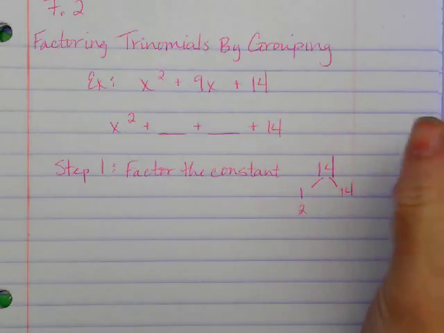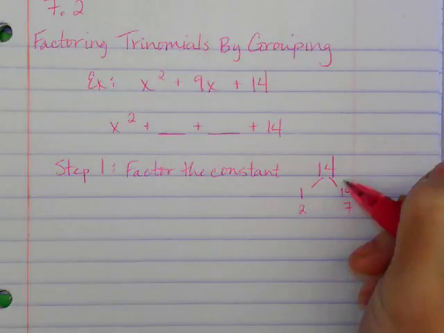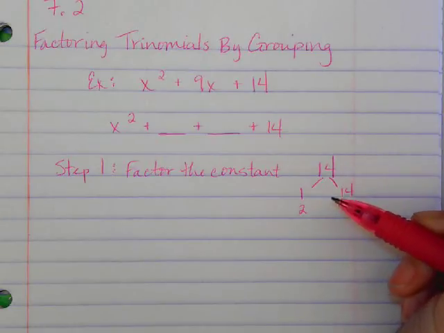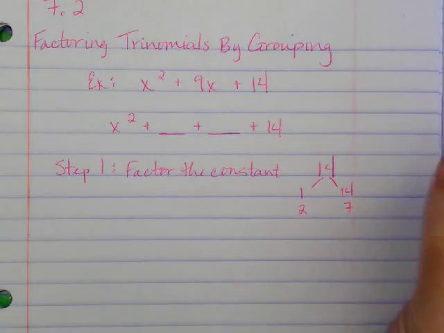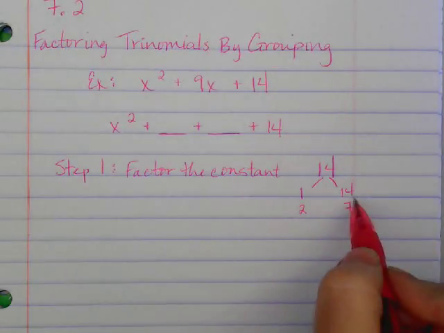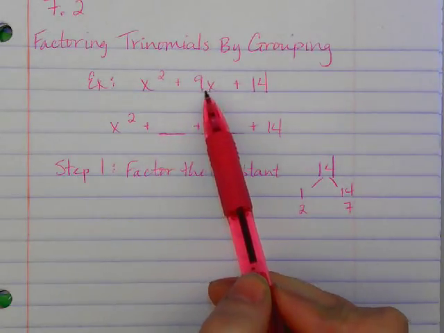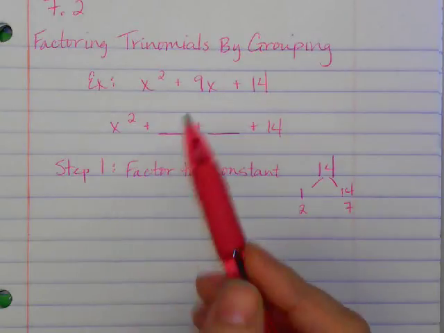So what we're looking for in these pairs, 1 and 14 and 2 and 7, are two numbers that add up to give us 9, to add up to give us that middle term. So which pair of those numbers add up to 9? Writing all this down? So which two of those pairs, 1 and 14 or 2 and 7, add up to 9? 2 and 7.